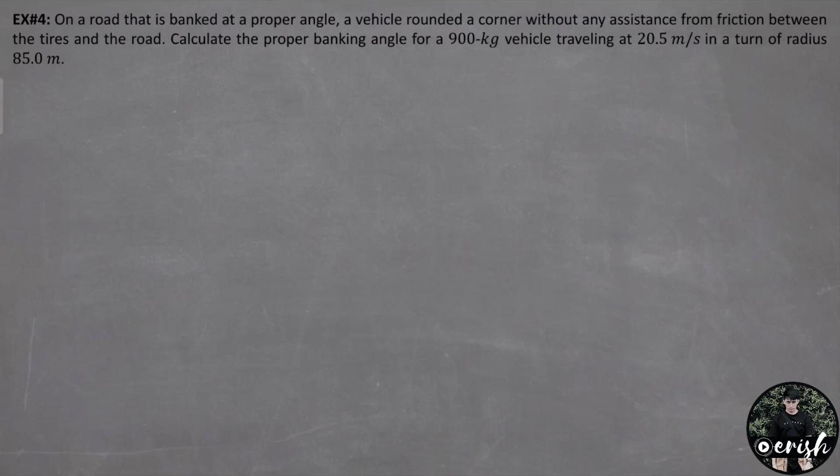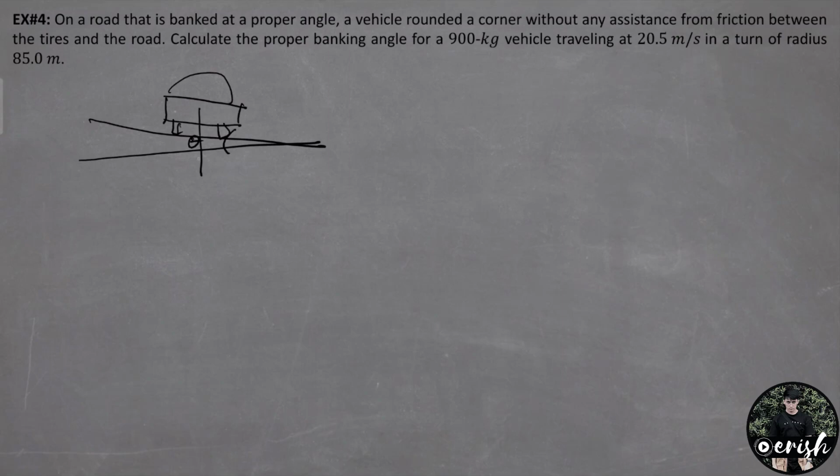On a road that is banked at a proper angle, a vehicle rounded the corner without any assistance from friction between the tires and the road. Calculate the proper banking angle for a 900 kg vehicle traveling at 20.5 meters per second in a turn of radius 85 meters. So by drawing the figure again, this is the bank curve with an angle theta, and ito yung vehicle. We have the weight of the vehicle and the normal force na perpendicular sa surface. And yung normal force na yun has two components, Fn x and Fn y.